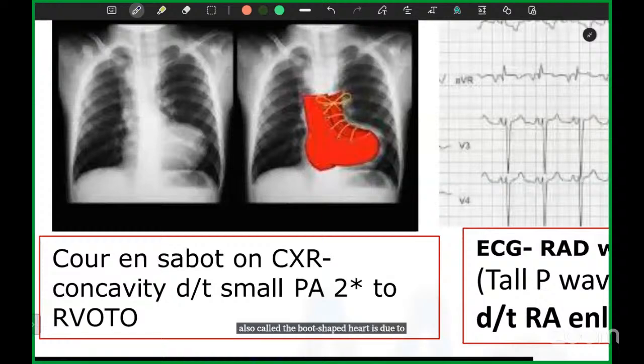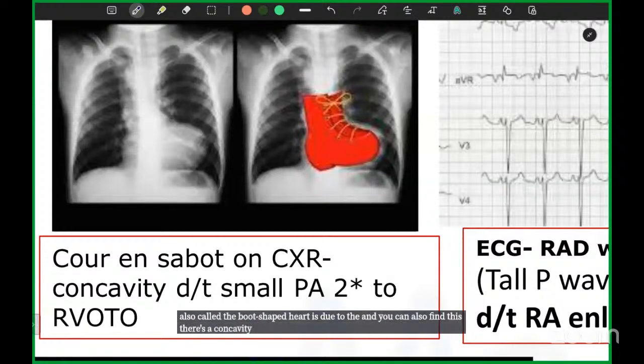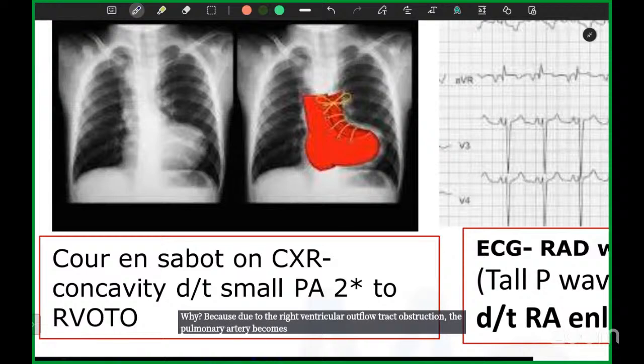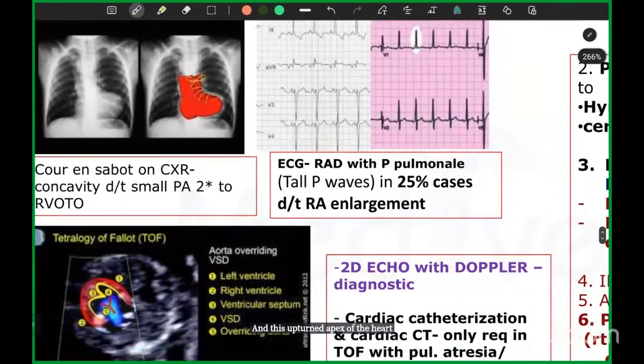and you can also find this. There's a concavity of the pulmonary artery that you're finding. Why? Because due to the right ventricular outflow tract obstruction, the pulmonary artery becomes atretic almost in some cases, because there's virtually no blood flowing through that. And this upturned apex of the heart is nothing but the right ventricular hypertrophy.